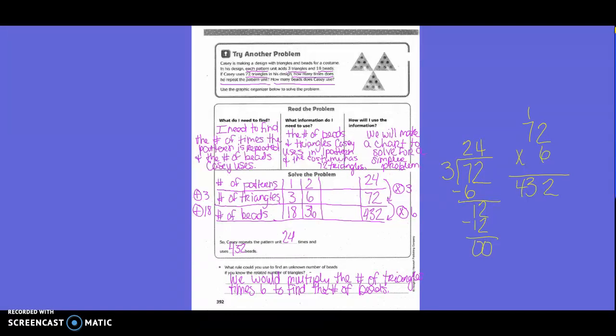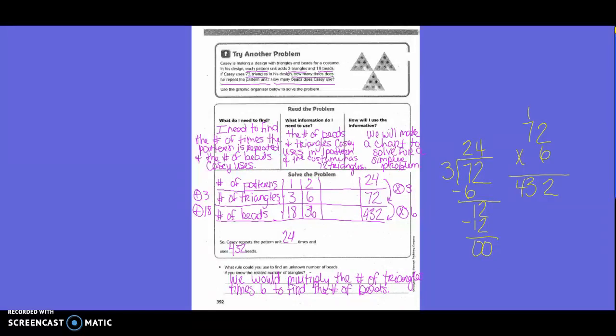Solve the problem. So we went ahead and set up our chart, and put a label of number of patterns, number of triangles, and number of beads. And then we filled in our information of what we already knew: for one pattern was 3 triangles, and for 3 triangles, we used 18 beads. So we learned that on each row for the number of triangles, you're going to add 3, and for each row for the number of beads, you're going to add 18. So we went ahead and filled out the next row. So for 2 patterns, you would use 6 triangles and then 36 beads.